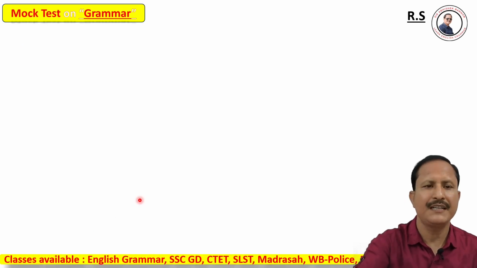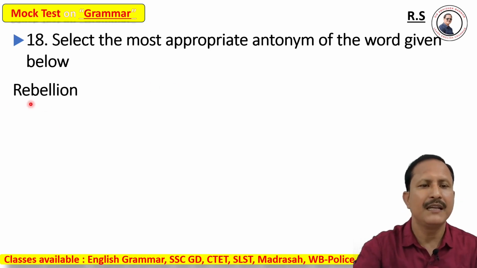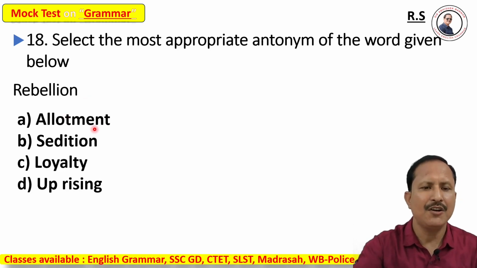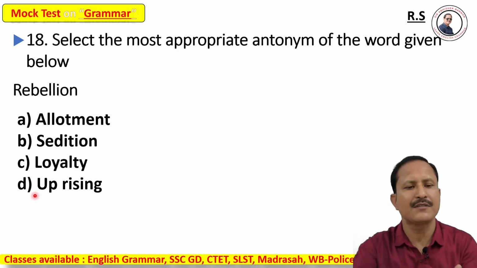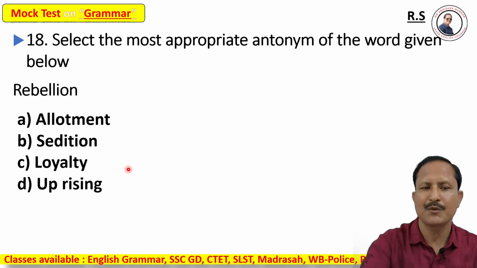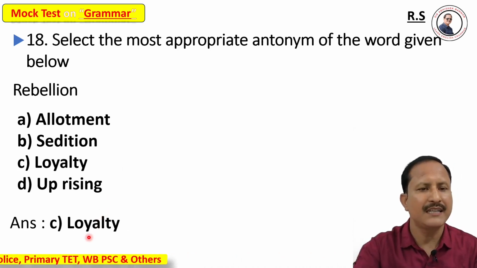Now, question number 18. Select the most appropriate antonym of the word given below. The word is rebellion. Option A, allotment. Option B, sedition. Option C, loyalty. Option D, uprising. Here, the antonym of the word rebellion is option C, loyalty.